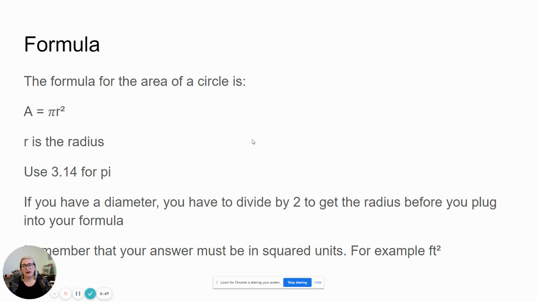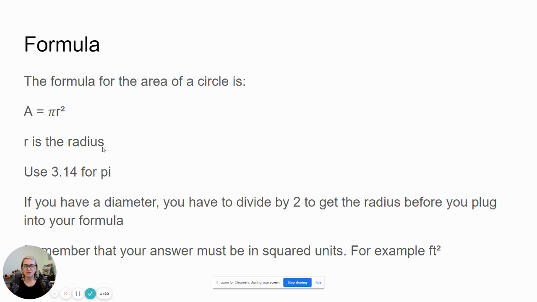Just a reminder of the formula. The formula for area is pi r squared. R is the radius. You always have to use a radius. In circumference, we could use a diameter, but in area, we have to have the radius. So if you have a diameter, make sure you divide it by 2 first and then plug it into the formula. Again, we are going to use 3.14 for pi just so that our answers stay consistent. And because it's area, it's two-dimensional, which means we are going to have square feet, square inches, square yards.